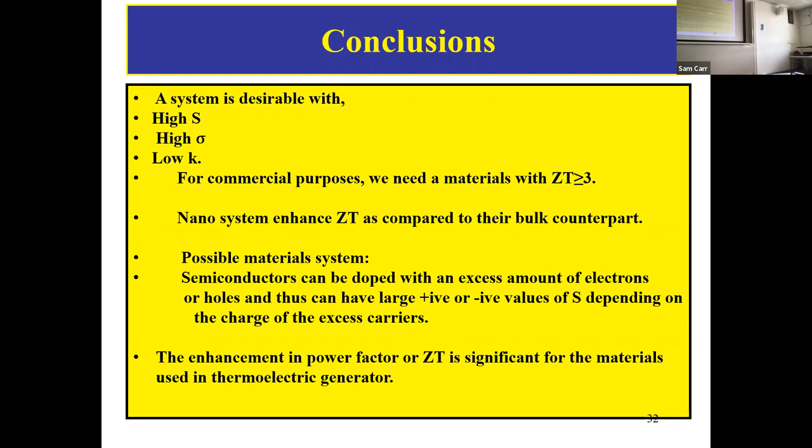And in the nano system, compared to the bulk compound, we have a higher ZT, even though we tested the same compound in a bulk system and in a nano system. So the possible system is a semiconductor dopant with an excess of electron-hole ratio, such that the electrical conductivity and the Seebeck coefficient should be optimized within the power factor.